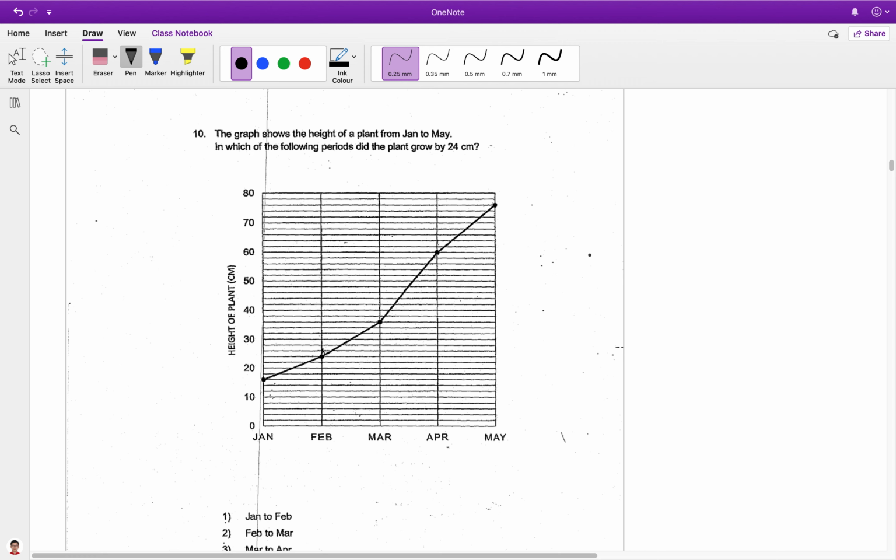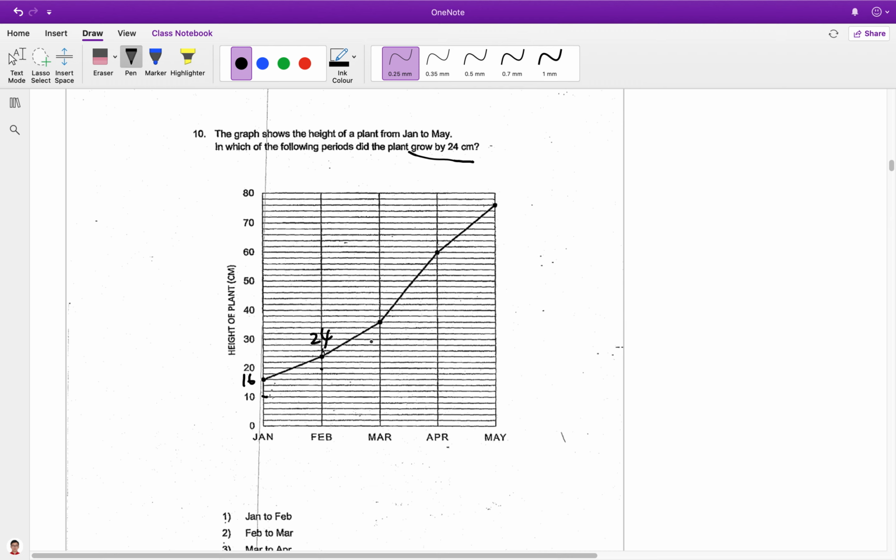So let's see question 10. The graph shows the height of a plant from January to May. In which of the periods did it grow 24 centimeters? Well, this one is very straightforward. It's for us to read from the graph. So for January, what is here? It's 10, 1, 2, 3, so it's 16, right? Here we have 20, 1, 2 is 24, right?